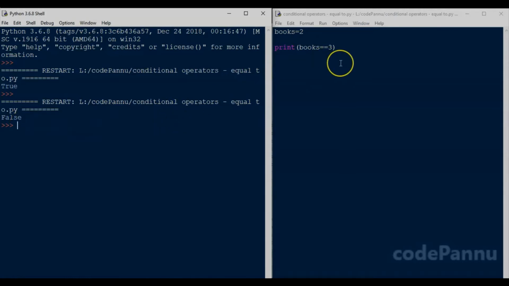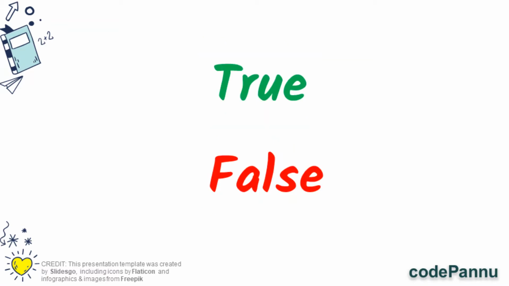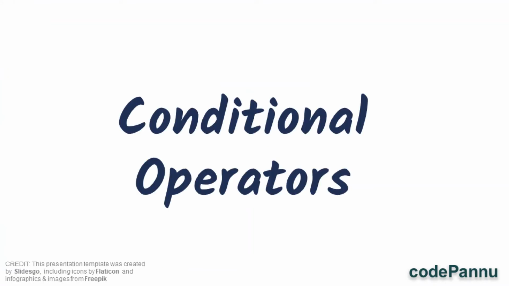Let me add another very quick fact. Like how we have the integer and string data types, Boolean is the third data type we are learning in Python. We know that numbers are called integers, and alphabets, words, sentences, and special characters are called strings. In the same way, the data type for true and false is called Boolean. So now we know three data types: integers, strings, and Boolean. We are learning a lot. So we will continue with conditional operators in the next few videos also.